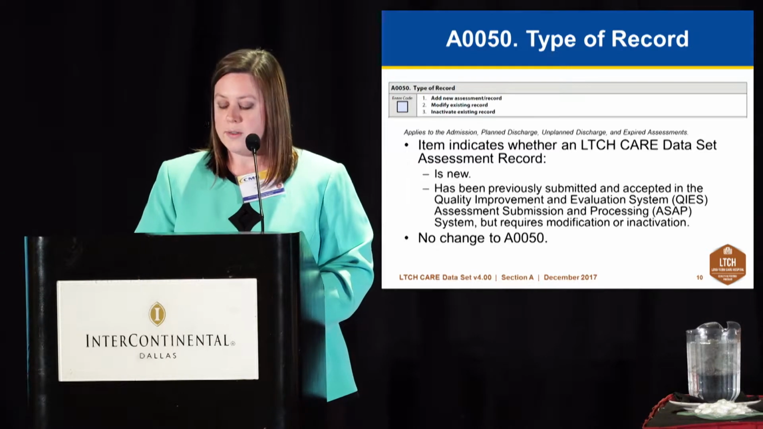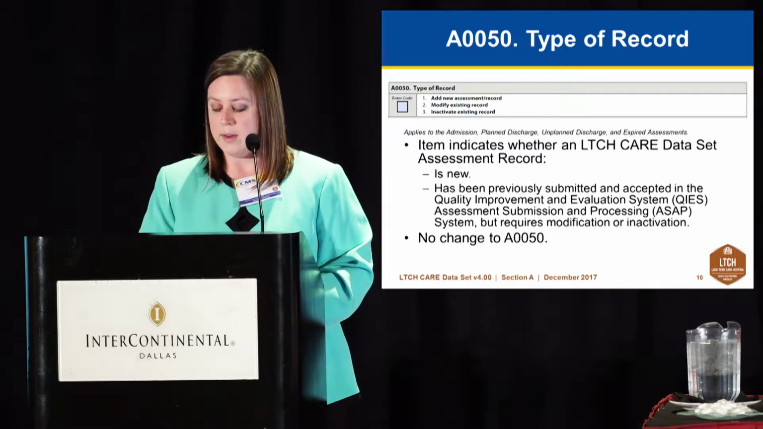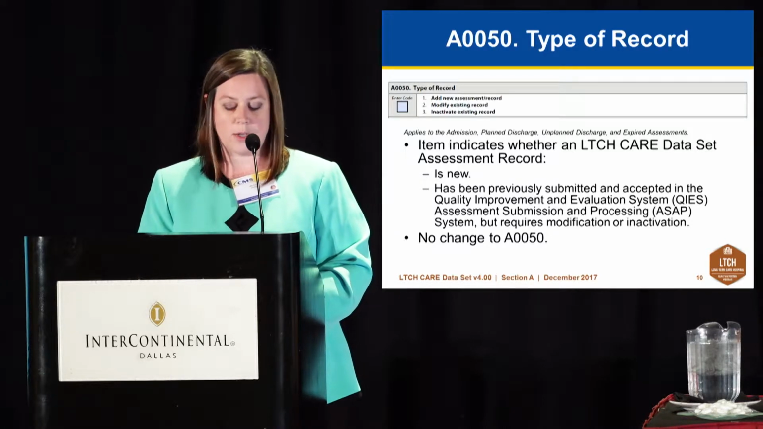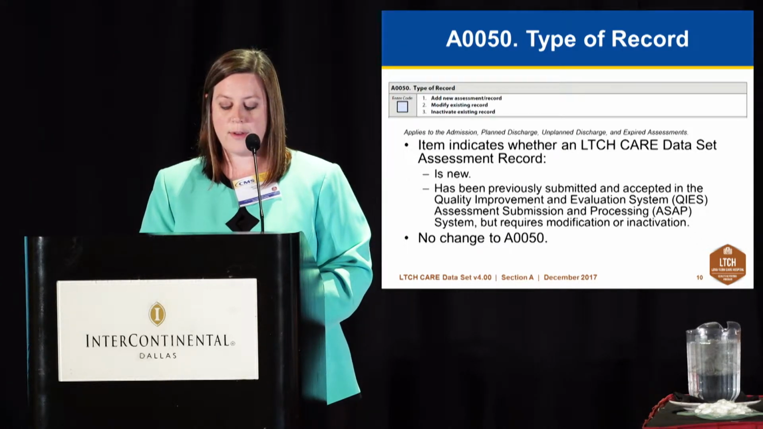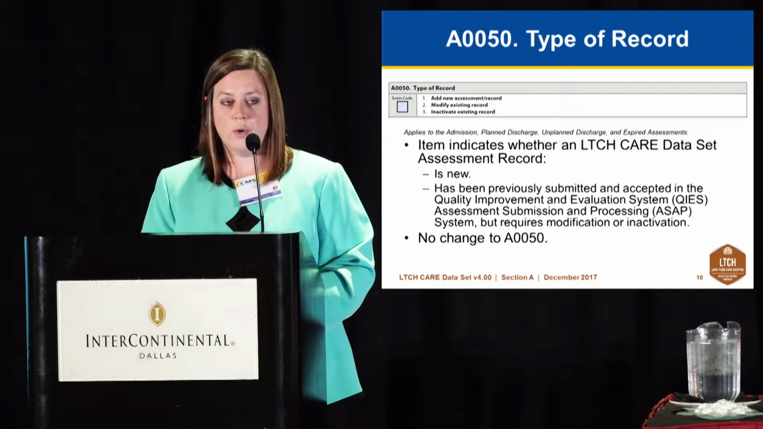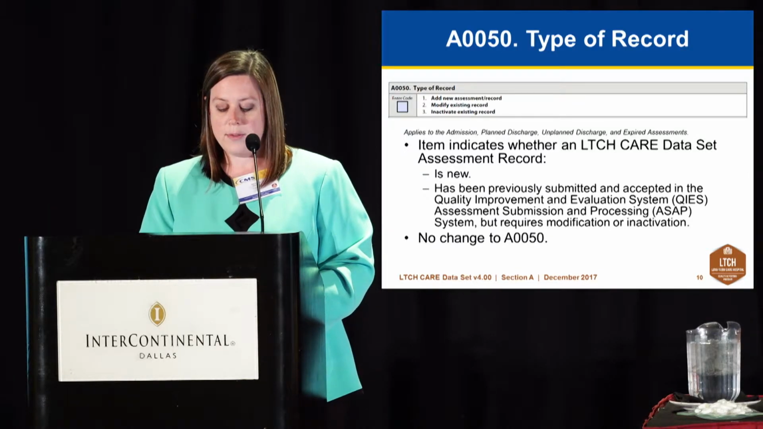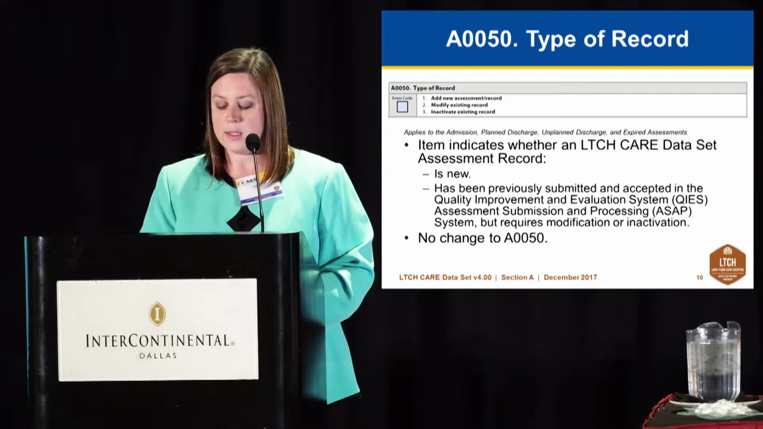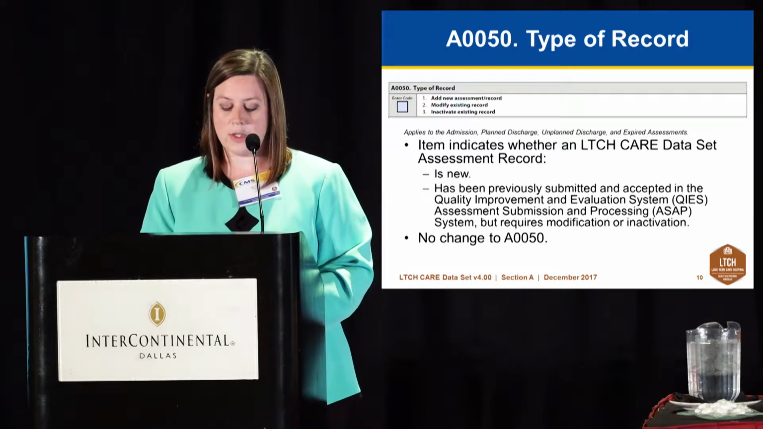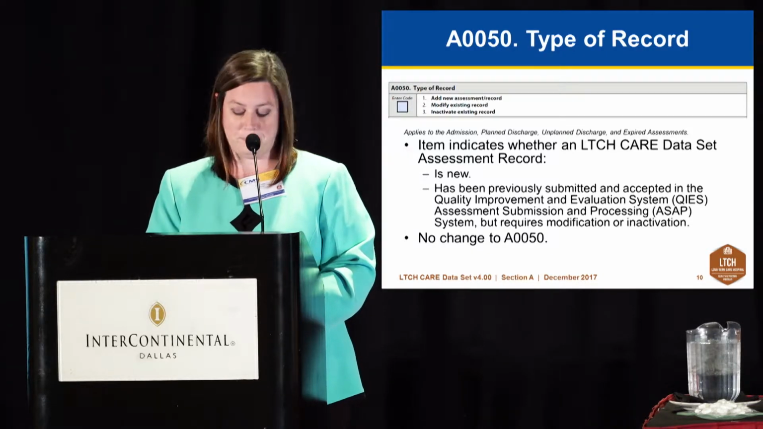Remembering that the intent of Section A is to gather identifying information about the patient and the facility, the first element in Section A, which is A0050, asks us to code what type of record we are entering. A0050 asks us to indicate if the assessment is a new assessment, a modification to an existing record that we've previously submitted, or an inactivation of an existing assessment record. There are no changes to Section A0050.